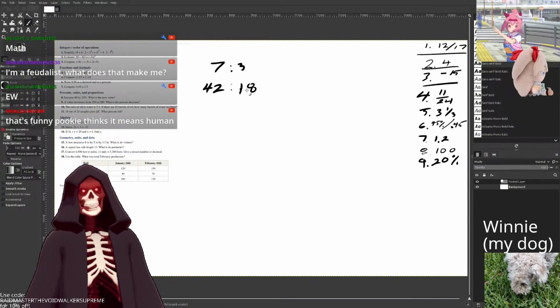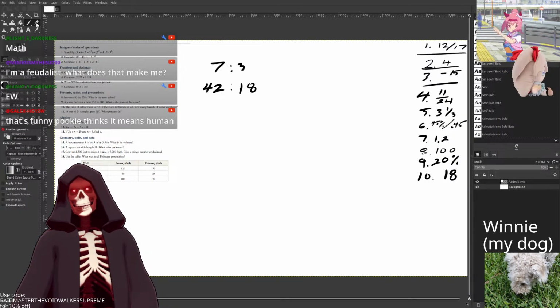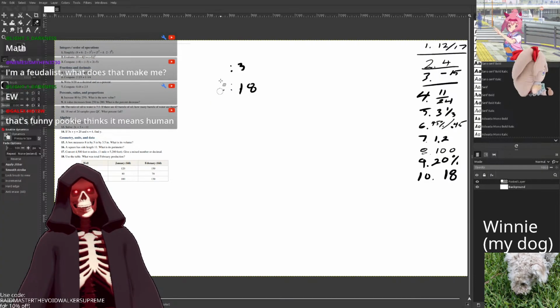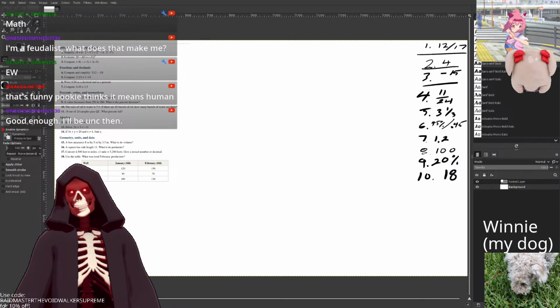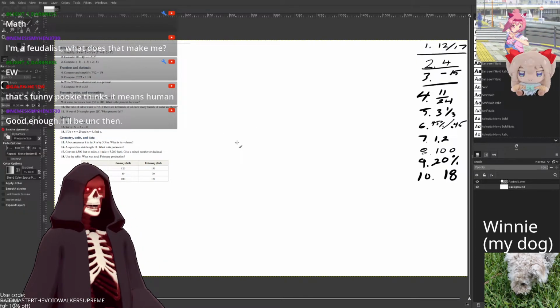Feudalism is old. So 10 is 18 barrels of water. There we go. So now I will have y'all know that this is not difficult math. This is 8th grade math. So this is not complicated math.